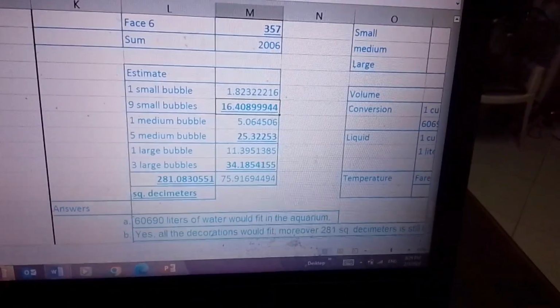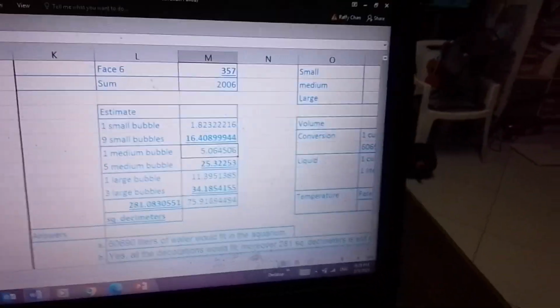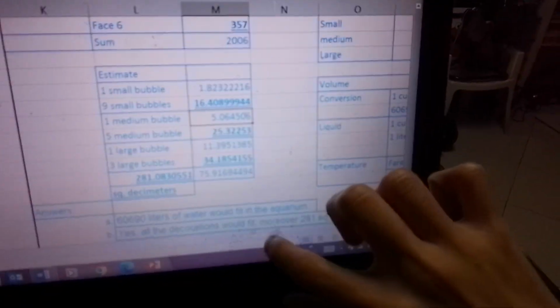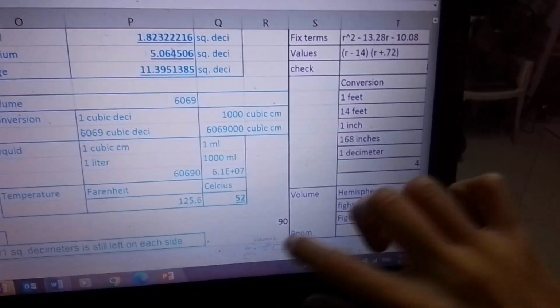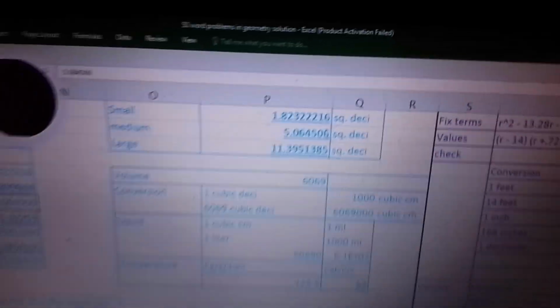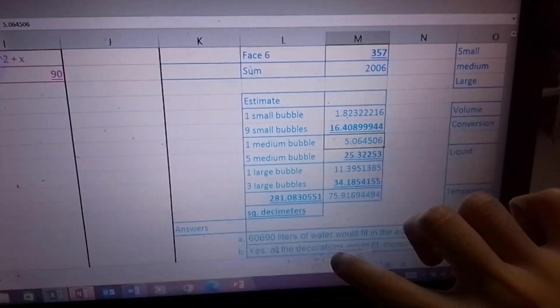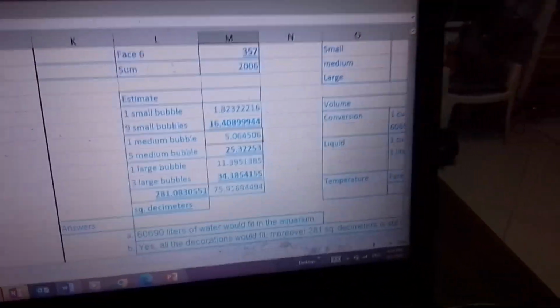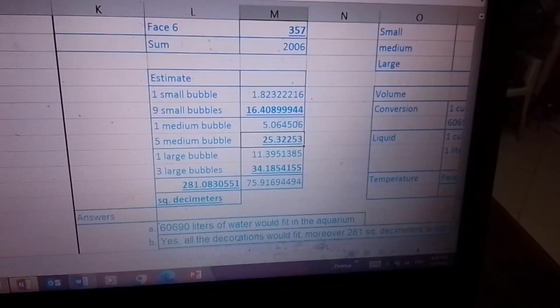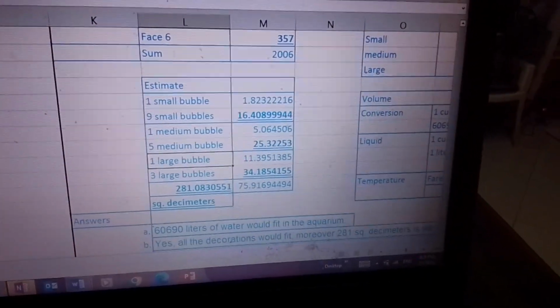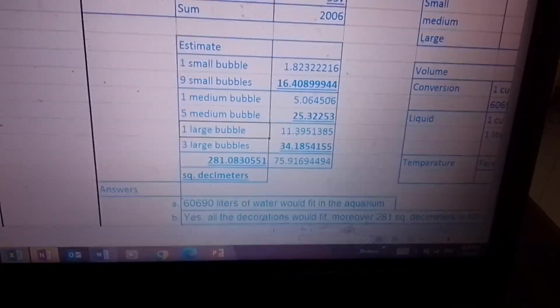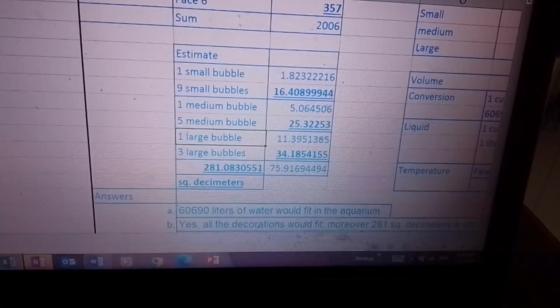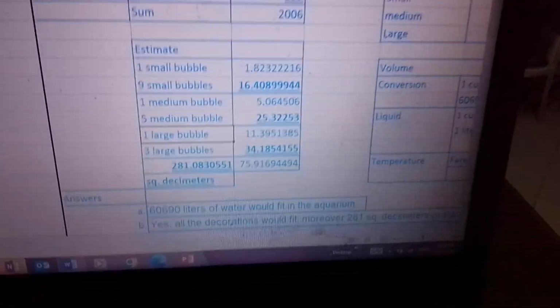Then for the medium size, remember the area of the medium size bubbles? Ano yung area ng medium size bubbles? Is 5.06. Nasa na yan? Yun, 5.06. Then we multiply that and we should get 25.32253. Then, last but not least, yung mga large bubbles naman. For the large bubbles, we're supposed to get 11.395, just like what we got a while ago.